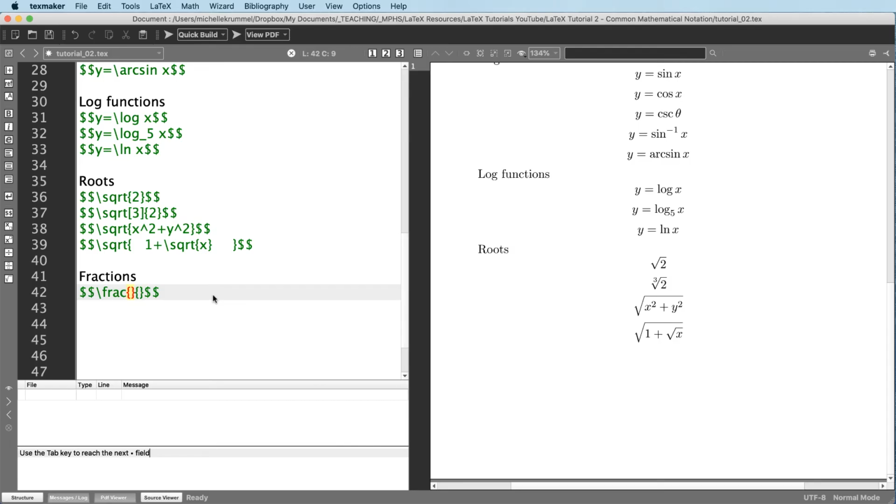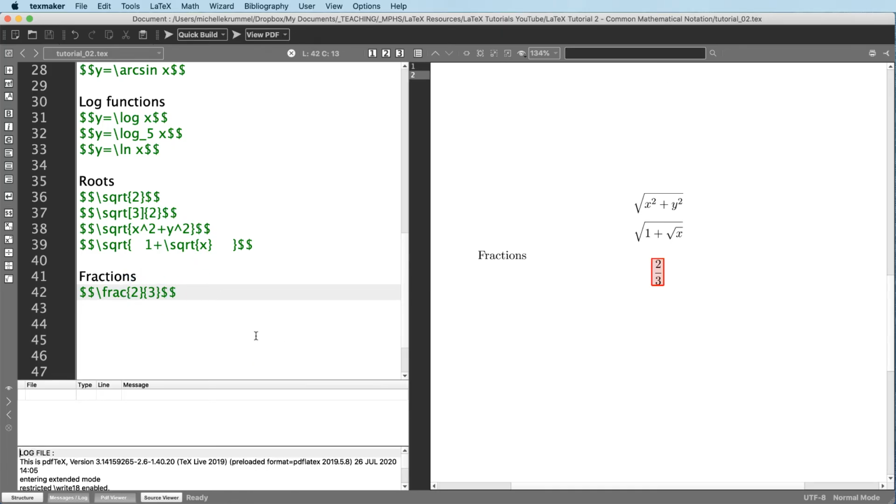So you have a pair of curly brackets for the numerator and then the next pair of curly brackets for the denominator. So in the numerator is 2, and in the denominator we want 3. So this should give me the fraction 2/3. Okay, that looks good. Now next I'm going to type this in a sentence.